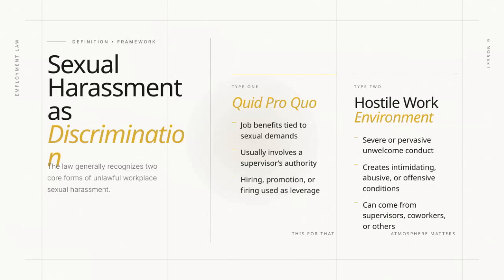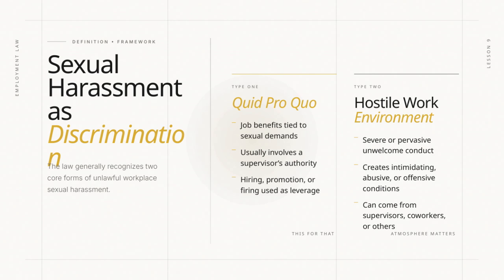In this lesson on employment law, we're focusing on sexual harassment as a form of discrimination. The law identifies two main types of unlawful workplace sexual harassment. The first is called quid pro quo, which essentially means this for that. In these cases, job benefits like hiring, promotions, or continued employment are directly tied to sexual demands, often leveraging the power a supervisor has over an employee.